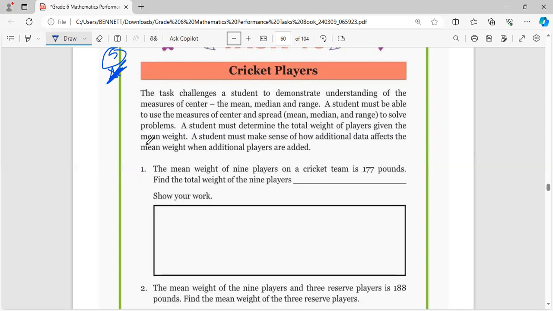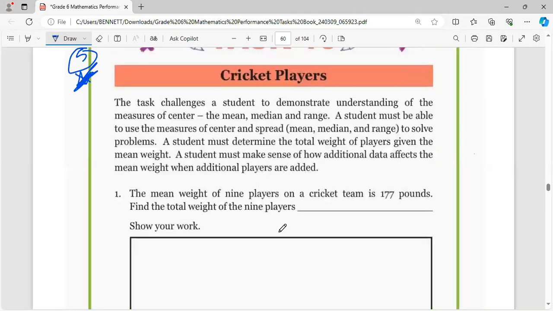Alright, so you said the task challenges students. Oh, we read that part already. The mean weight of 9 players on a cricket team is 177 pounds. Find the total weight of the 9 players. Show your working. Try that one, guys. I think I'm going to make it a little bit bigger. No calculating, use your brain. So the mean weight of 9 players on a cricket team is 177 pounds. Find the total weight, or you can call it the aggregate. Aggregate means when you add up all the 9 players, you get that weight.